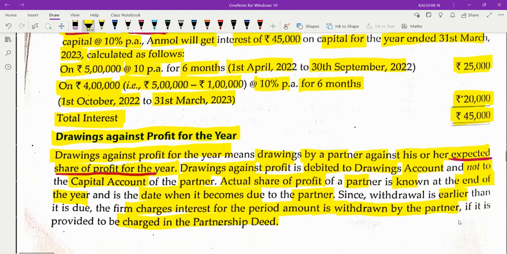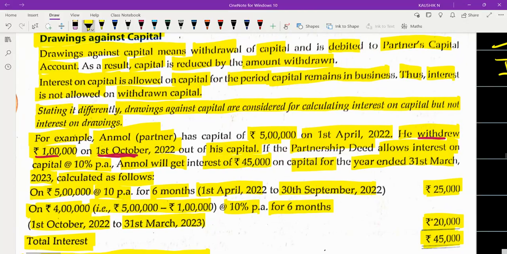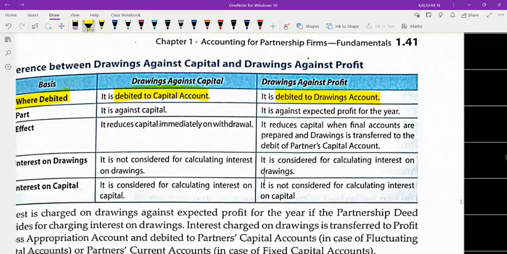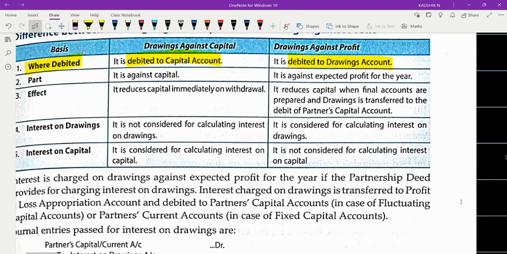Okay, yesterday we had discussed these two concepts, drawings against your profit and capital. Now we are going to see the differences between these two. So the first one is where it gets debited. In the first case, it is getting debited in the capital account. That is very important. The capital account only gets debited. In the other case, it is getting debited to the drawings account. That's the first and foremost important point. And the second point, it is against your capital, whereas the other is against your expected profit for the year. So it is a part of the expected profit of the year, whereas the first is against your capital.